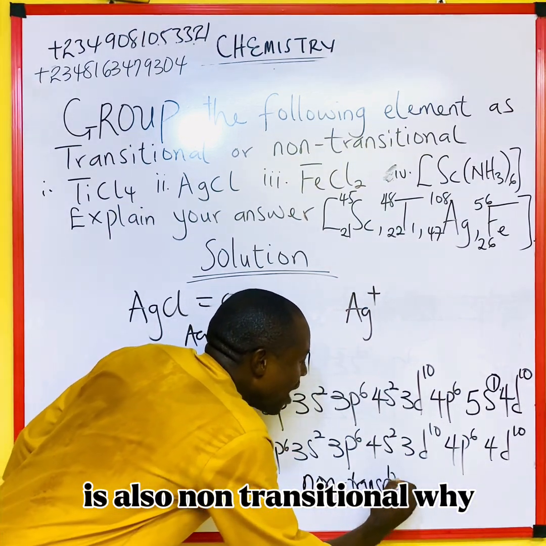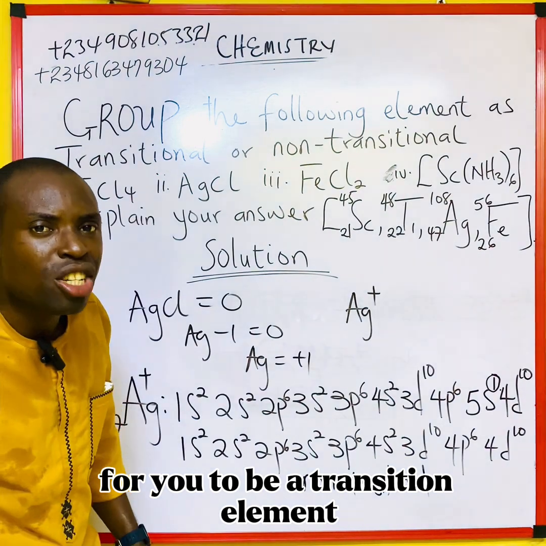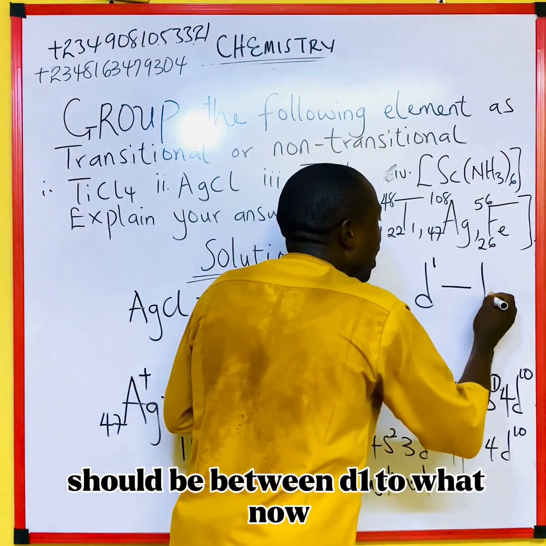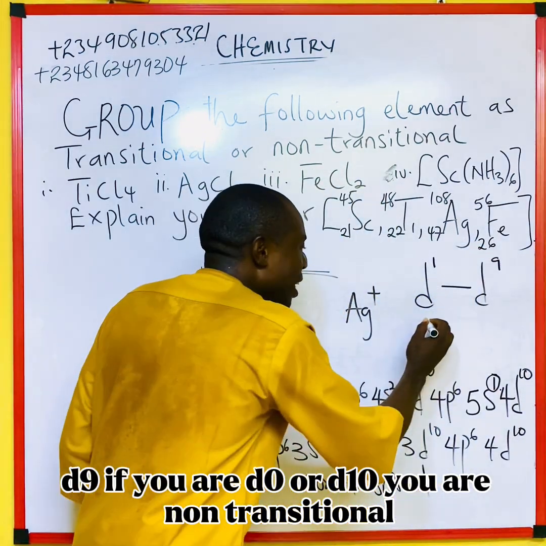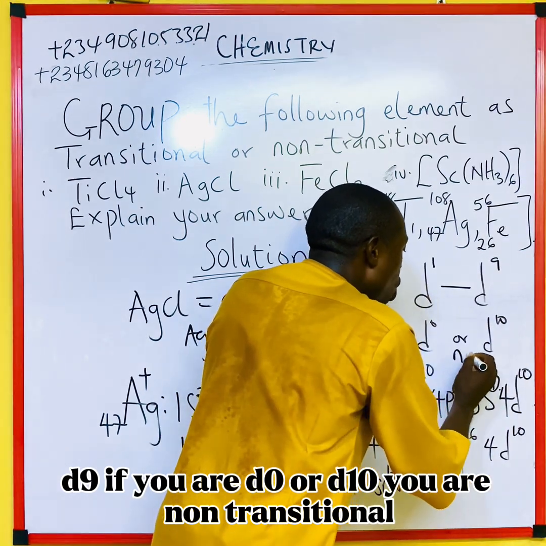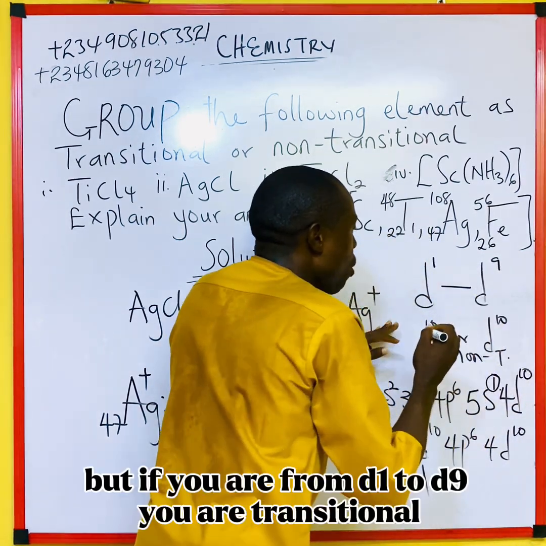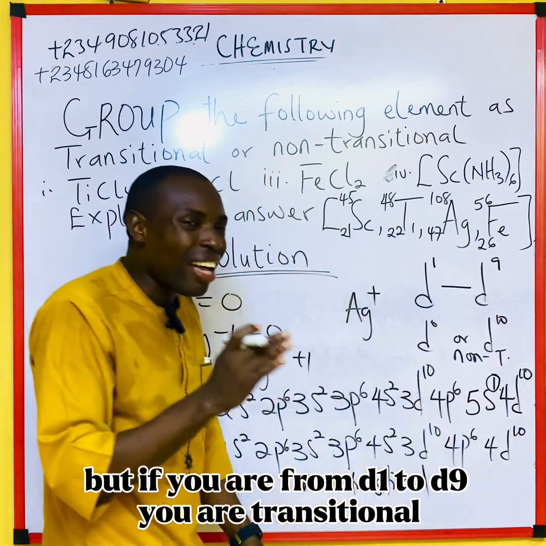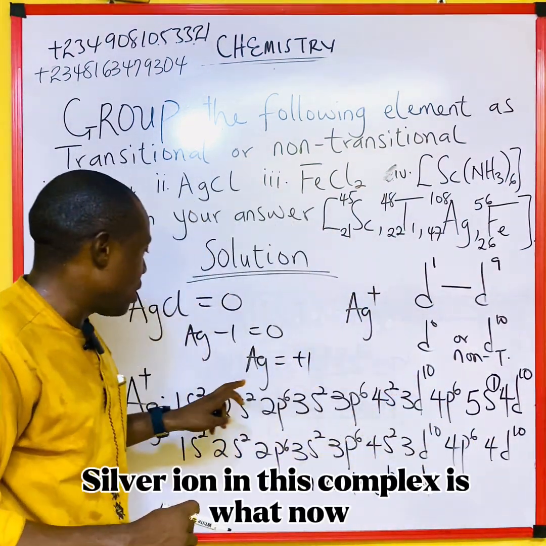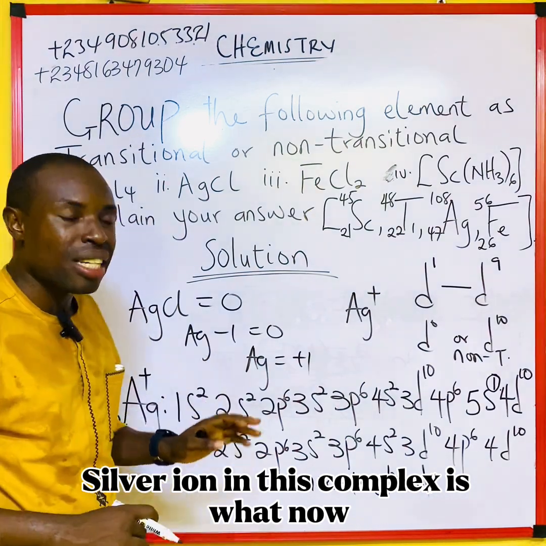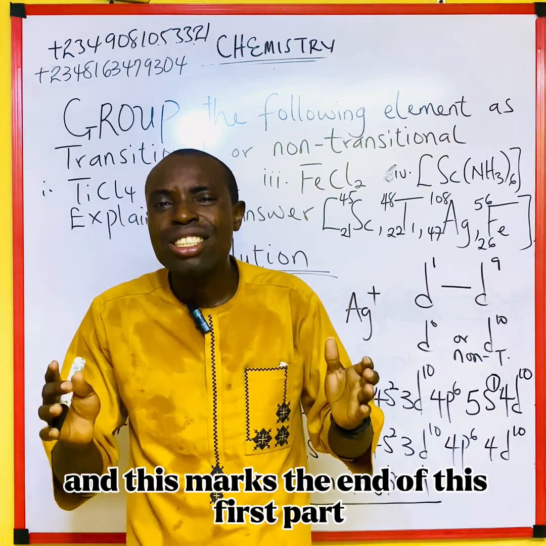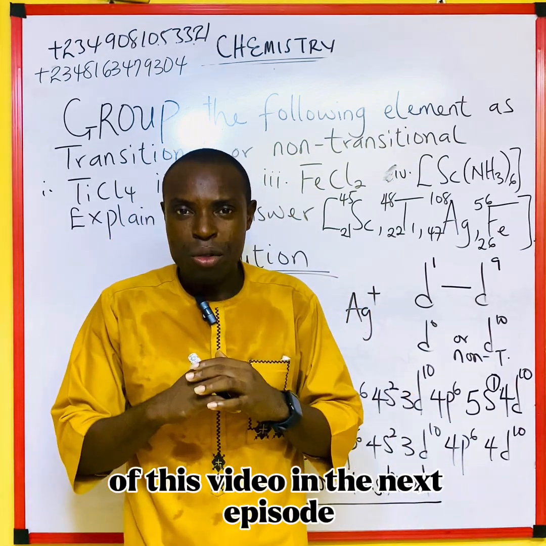non-transitional. Why? For you to be a transition element, the electrons you have should be between d1 to what now? d9. If you are d0 or d10, you are non-transitional. But if you are from d1 to d9, you are transitional. Take note. So because here is 4d10, silver ion in this complex is what now? Non-transitional.